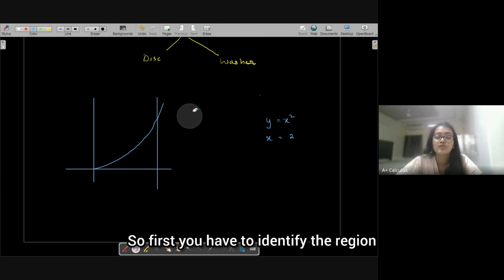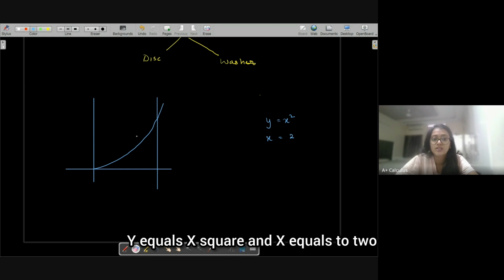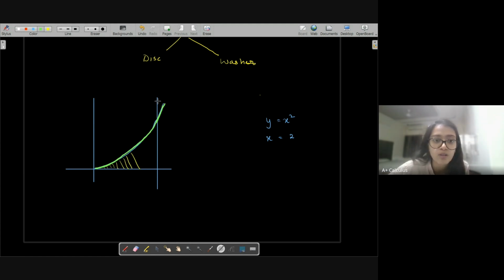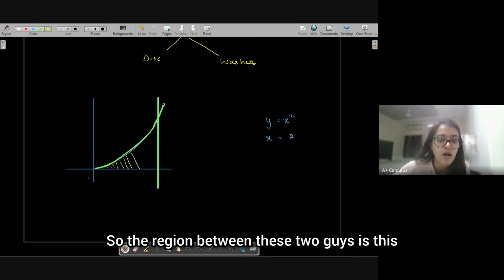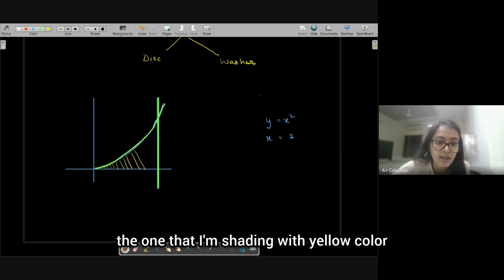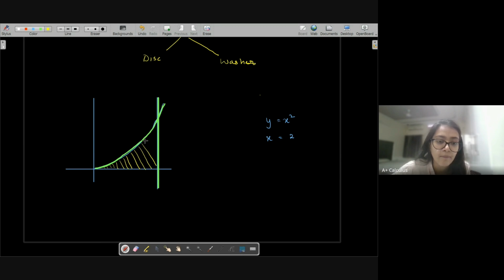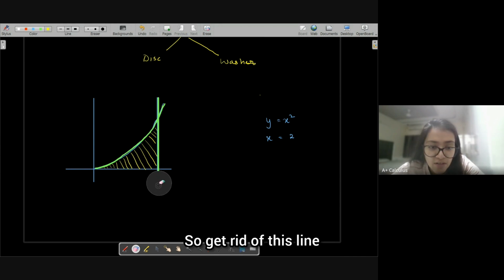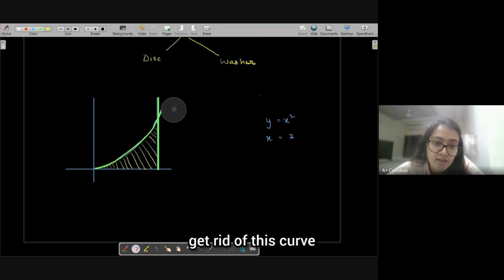Okay. So first, you have to identify the region between these two curves, y equals x squared and x equals 2. So shade that region. That region is going to be this, and x equals 2 is this straight line. So the region between these two is the one that I'm shading with yellow color. Now get rid of everything else: this line, this curve, and this line.